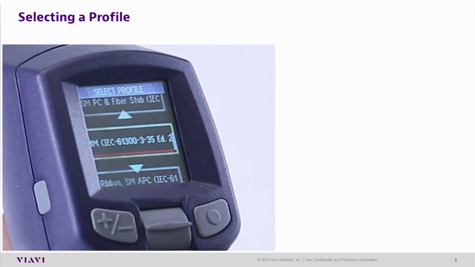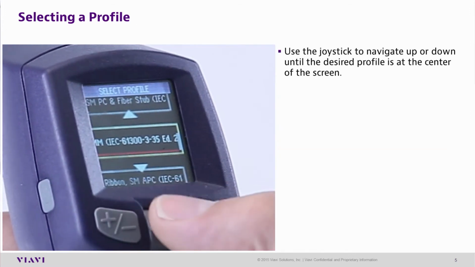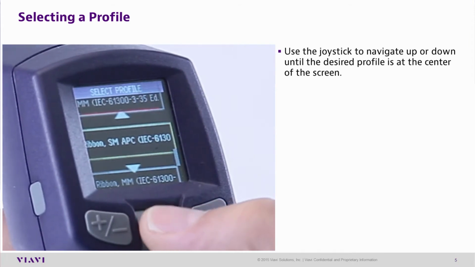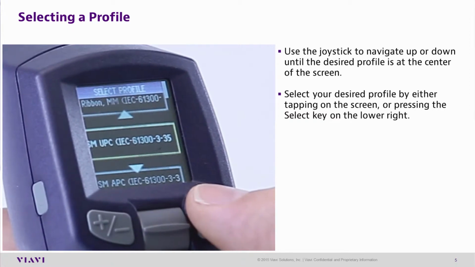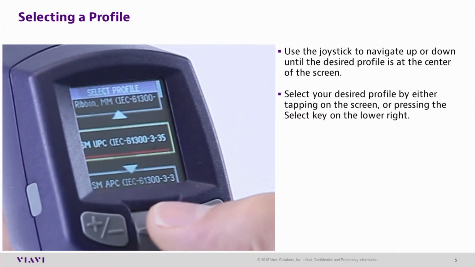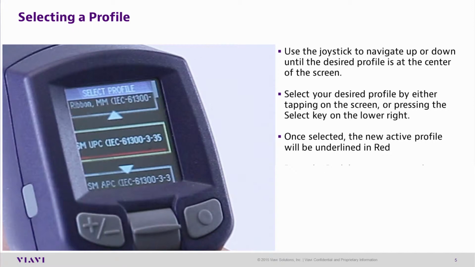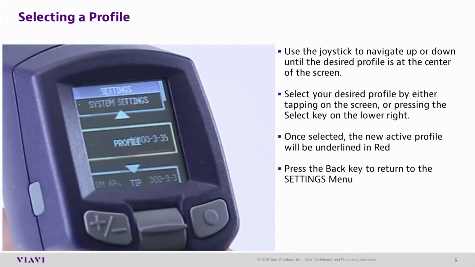Selecting a profile. Use the joystick to navigate until the desired profile is at the center of the screen. Select your desired profile by either tapping the screen or pressing the Select button in the lower right. Once selected, the new profile will be underlined in red. Press the back key to return to the settings menu.